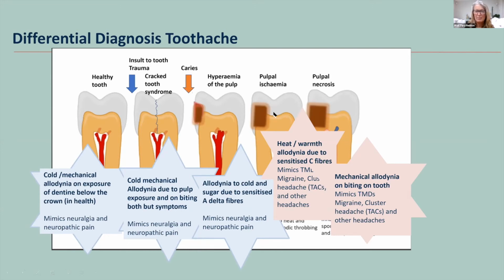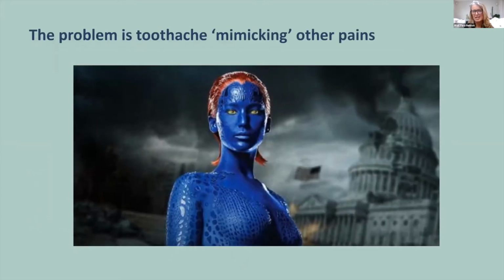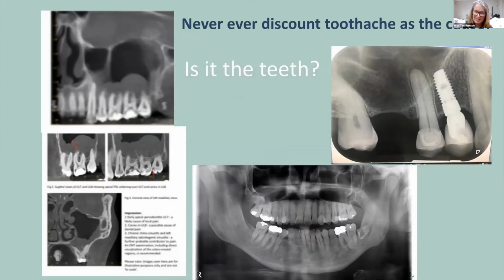Then once the pulp is self-strangulated and you've got a necrotic pulp, you have no elicited pain, but you get spontaneous throbbing pain, which can emulate the migraine or sinogenic type throbbing pain. And then once the abscess has developed, you get mechanical allodynia on biting on the tooth as well as spontaneous pain. So it's a great mimicker of lots of different conditions. And I spend a lot of my time lecturing neurologists and dentists about never ever excluding toothache.